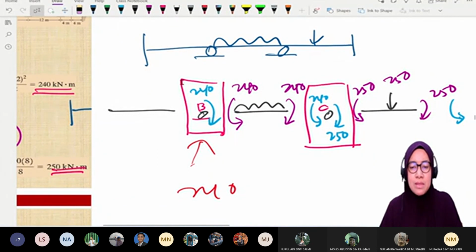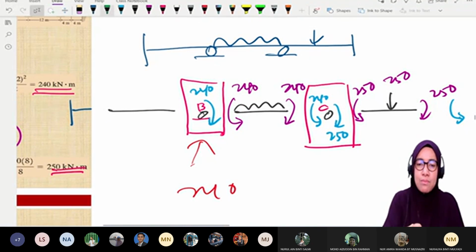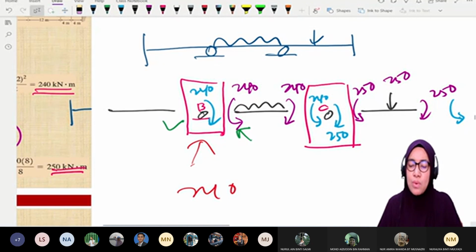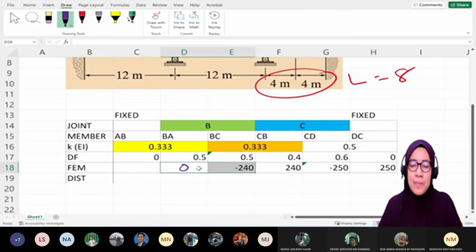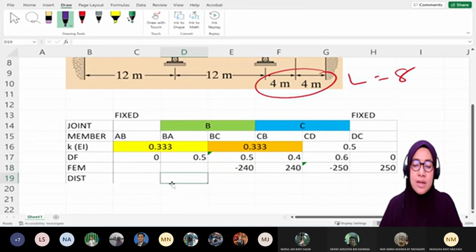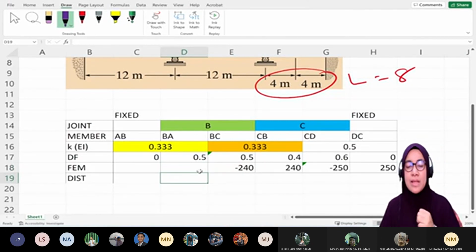Positive. Sebab this positive value yang kita nak distribute. Bukannya negatif yang kita dapat from sini. Bukan negatif ni. Kita nak yang ini. Okay, yang ni. Yang dekat B, dekat join. Okay, that's why kita dapat dia 240. 240. So, cara dia kalau nak set dalam Excel ni.